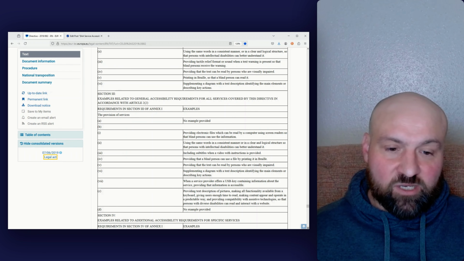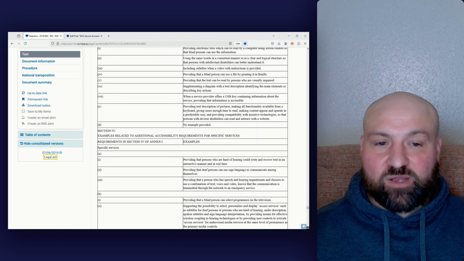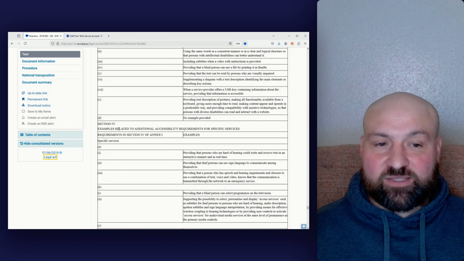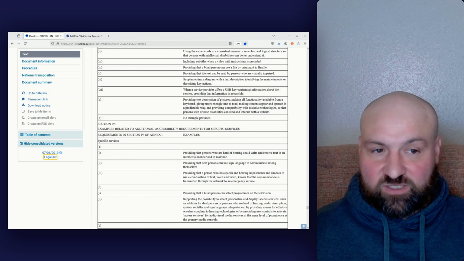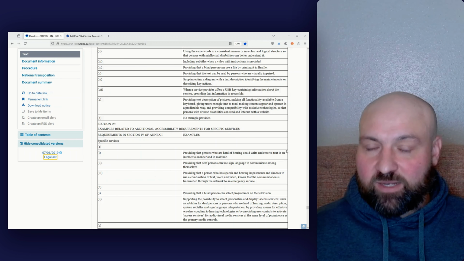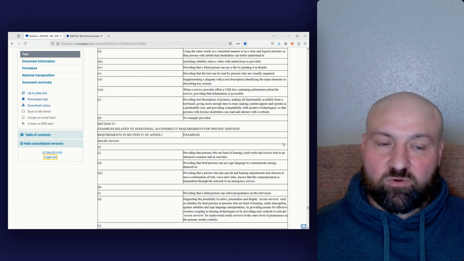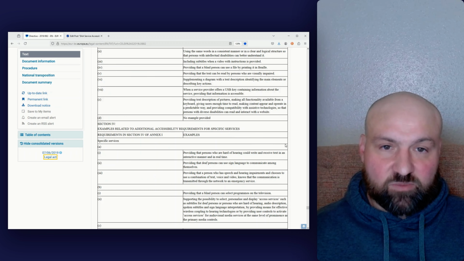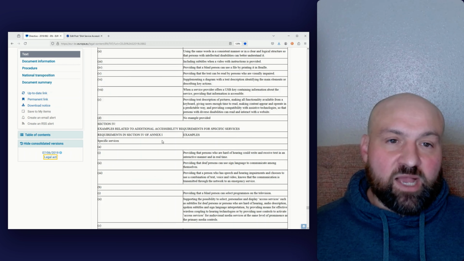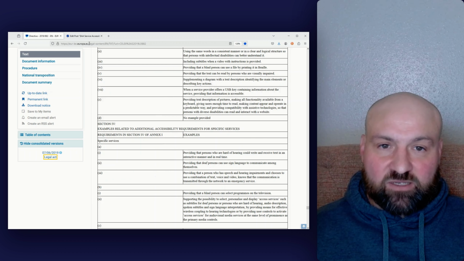And then when we continue down Annex 2, we also have Section 4, and then we have examples related to the additional accessibility requirements for specific services. So I point this out because Annex 2 is going to be extremely helpful to any service provider as they are making their services accessible. All right, so that is from the directive itself.